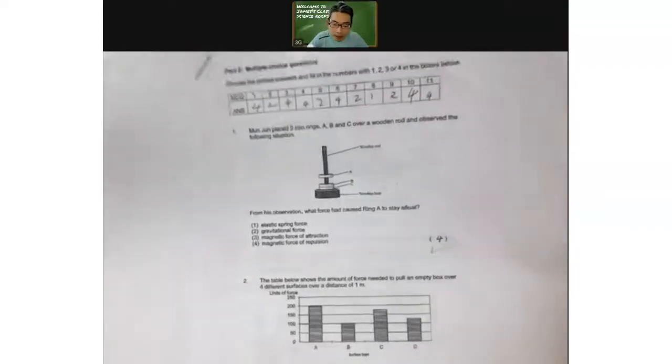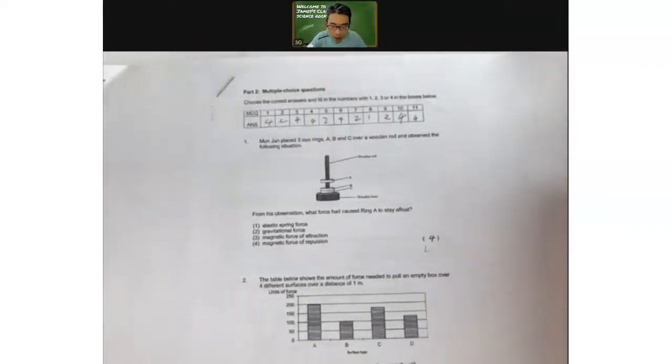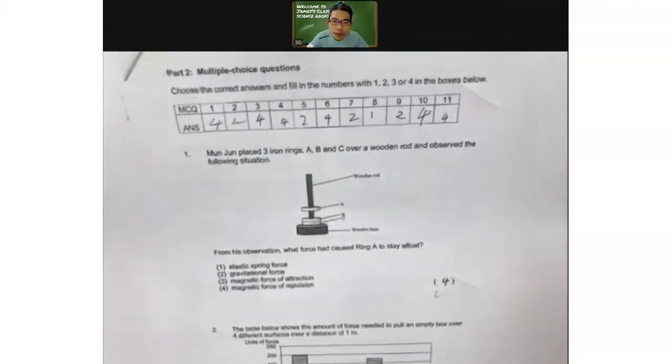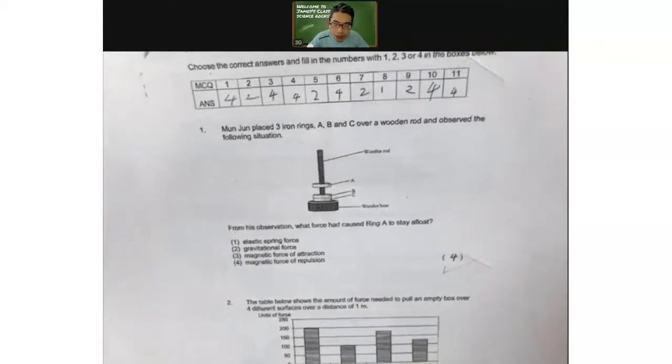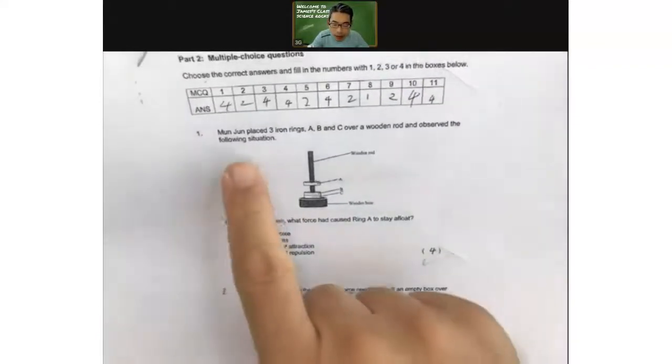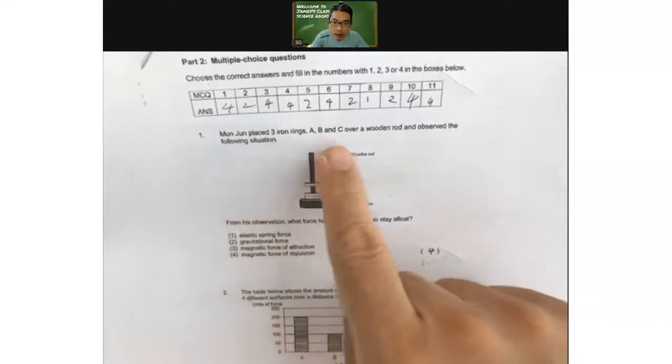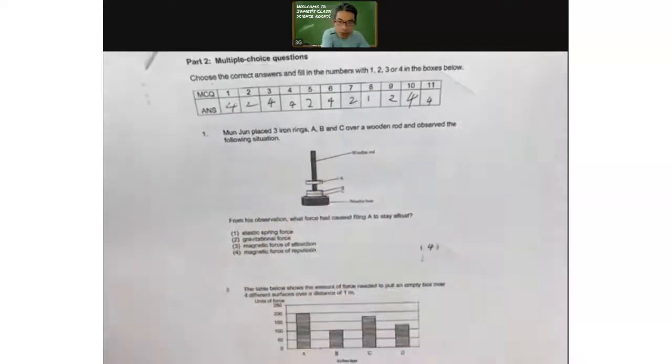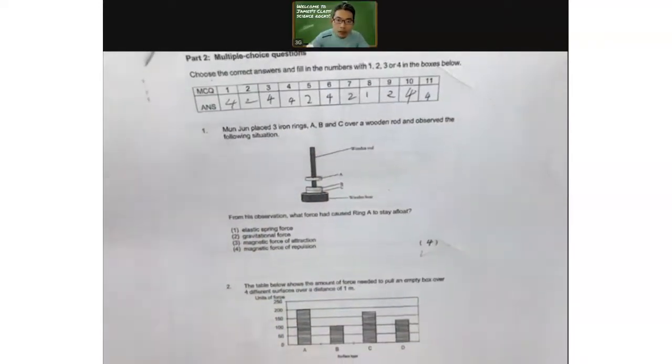Right, welcome back. In today's lesson, we're going to go through some questions on energy and forces. Alright, so I'll skim through those that the child got correct. So this child placed 3 iron rings over a wooden rod and observed the following situation.